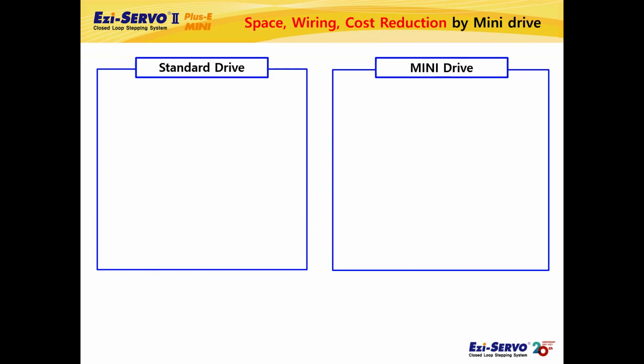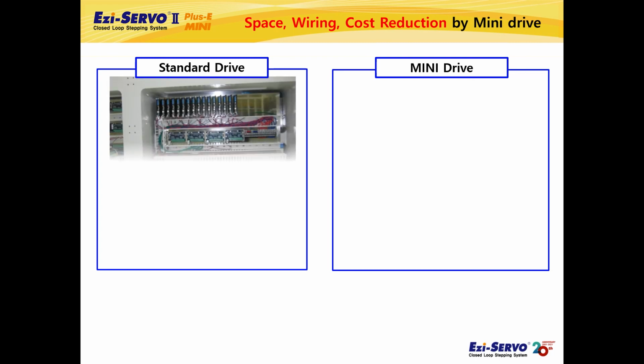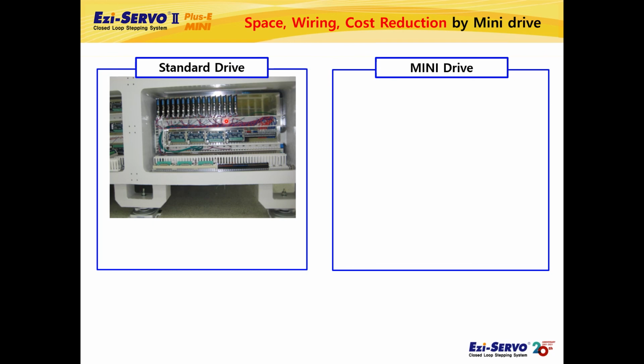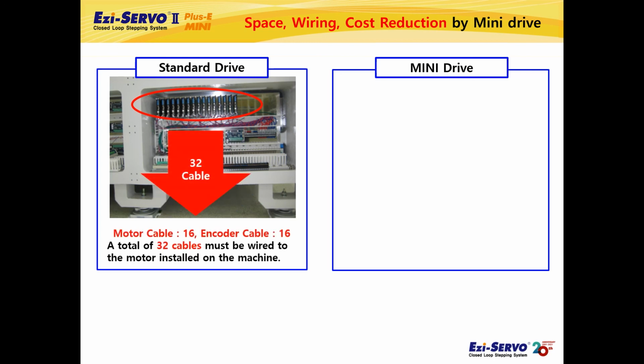Finally, I will explain another case applied in actual machine. If you look at the picture, a total of 16 axes are applied. When using existing standard drives, a separate space was required for the drive installation. In addition, because the size of the drive was large, it was not possible to install the drive close to the motor. The cable length from the drive to the motor is long, making wiring complicated. From each drive, 16 motor cables and 16 encoder cables are connected, so a total of 32 cable bundles must be wired on the motor side.